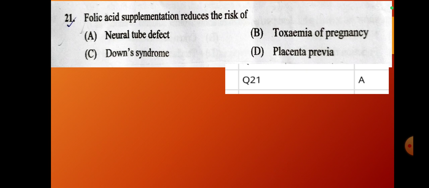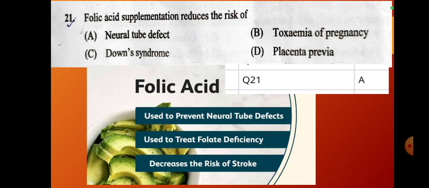Folic acid supplementation reduces the risk of neural tube defect. Folic acid is used to prevent neural tube defects, used to treat folate deficiency, and decreases the risk of stroke.